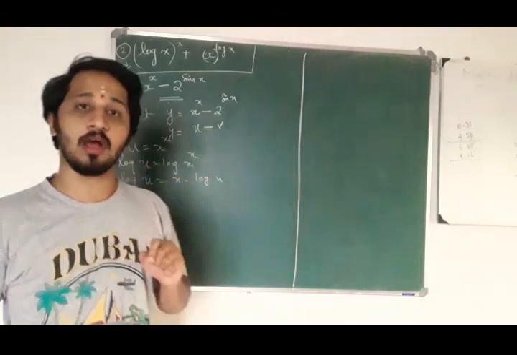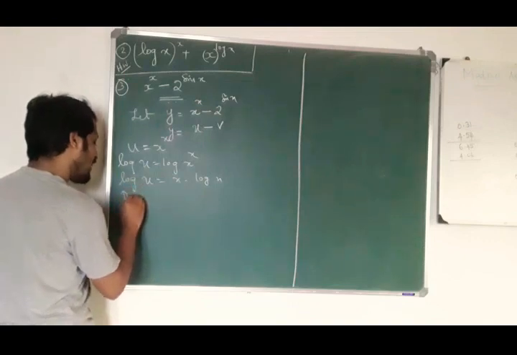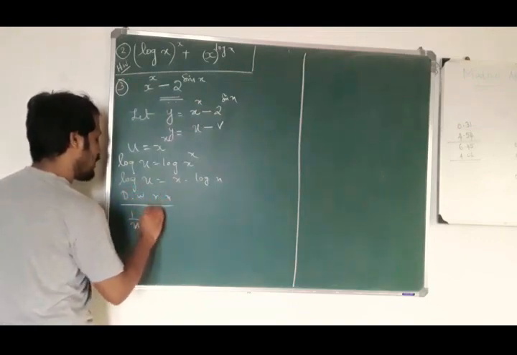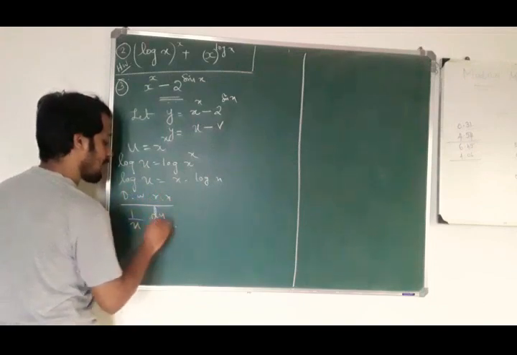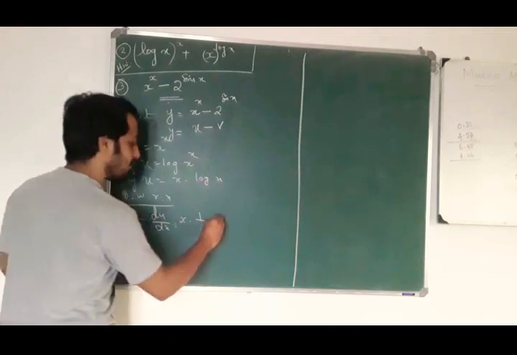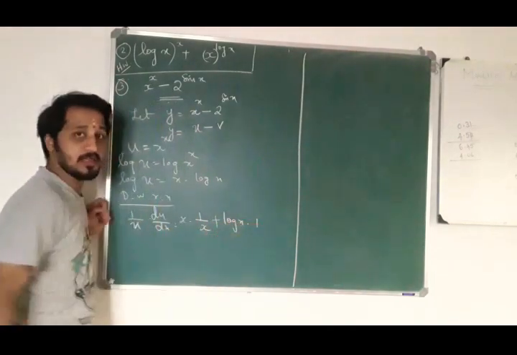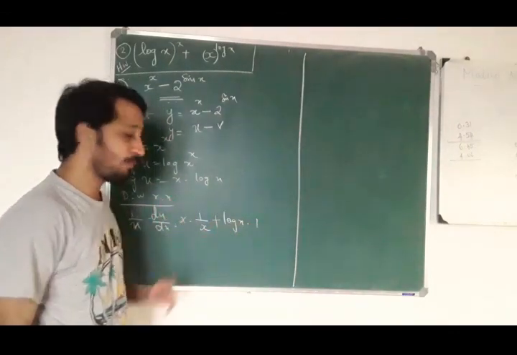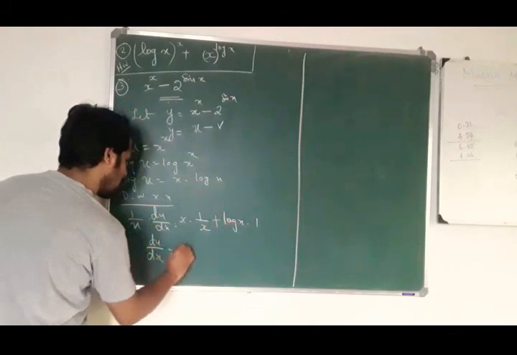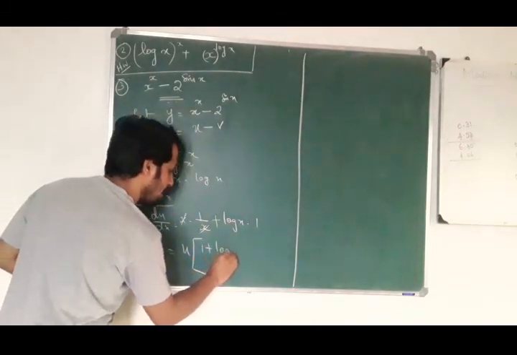X into log x, by the properties of logarithm. Now differentiating with respect to x. So 1 by u du by dx is equal to first function into derivative of the second function, plus second function into derivative of the first function, that is 1. Now du by dx is equal to u into, x will be cancelled, 1 plus log x.